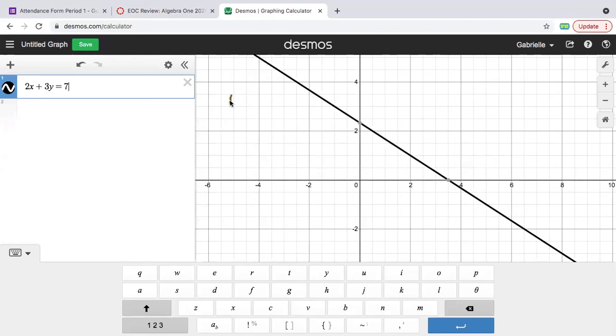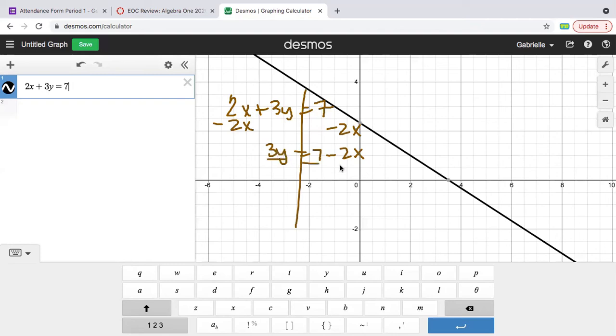So 2x plus 3y equals 7. To change it to slope-intercept form, I want y by itself. So I need to get rid of this positive 2x, so minus 2x on both sides. That'll give me 3y equals 7 minus 2x. I got to get rid of 3. 3 is multiplied to y, so divide both sides by 3. So that would give me y equals 7 minus 2x, all divided by 3.